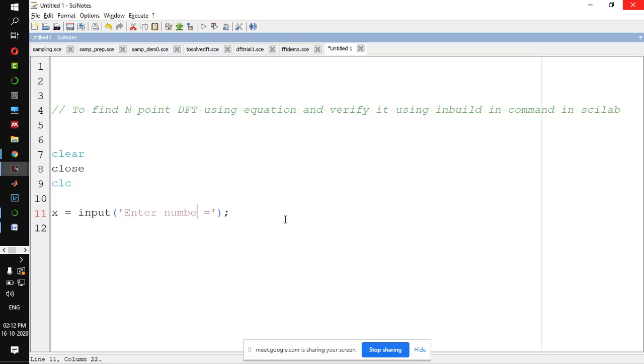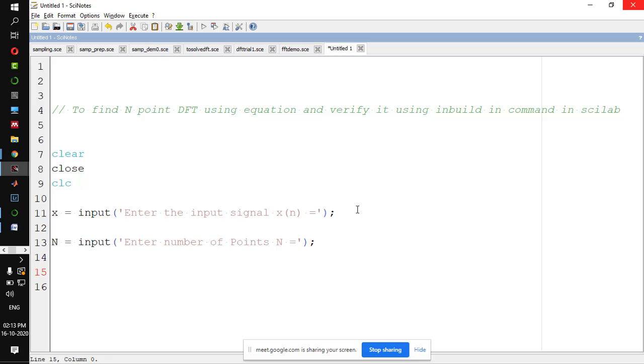Enter input signal x of n. What else do I need to read? I need to read the number of points, capital N is equal to input, and in a single code, write the message, enter number of points, capital N.